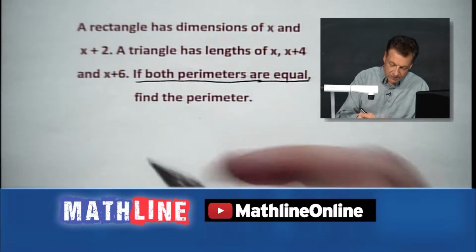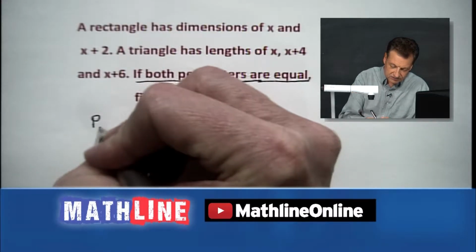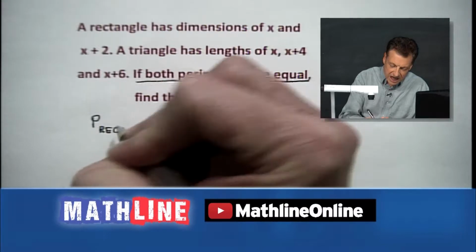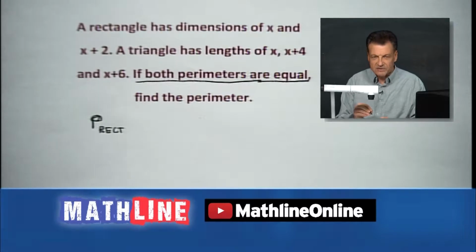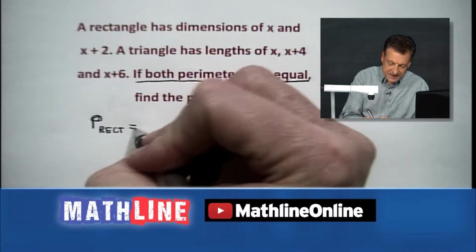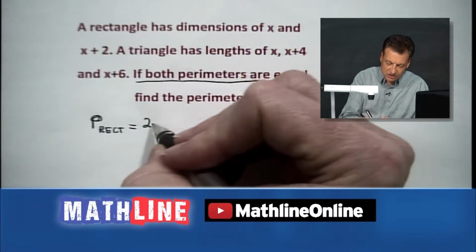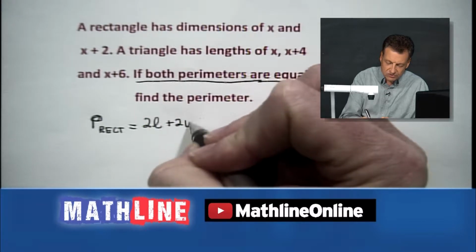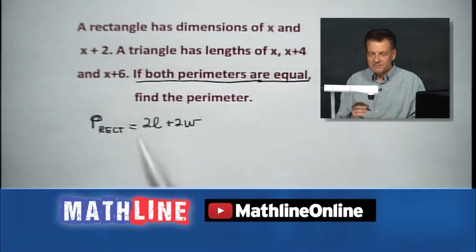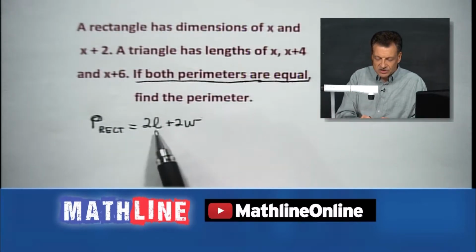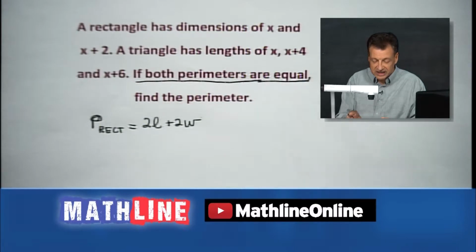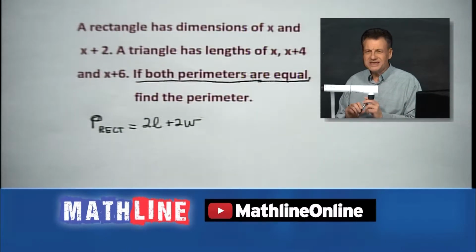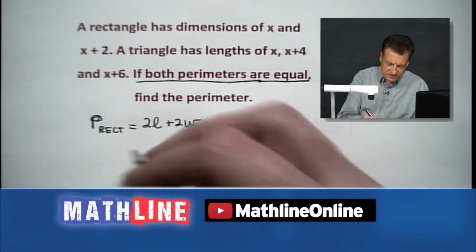Let's talk about perimeter. First of all, the perimeter of the rectangle. You've got to be careful with this. This is a big P for perimeter and RECT for rectangle. What is happening here is we have 2 lengths plus 2 widths. Now notice they gave you dimensions, but it doesn't really say which is which. So I'm going to let x plus 2 go as the length and x go as the width, because we tend to like that, don't we? So let's see what happens here.